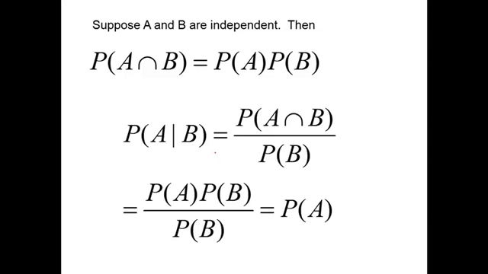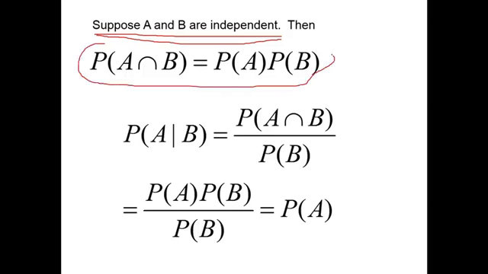Now I'm going to start out with the supposition that two events are independent. So suppose, just suppose, that this is true. What effect does this now have on our conditional probability?